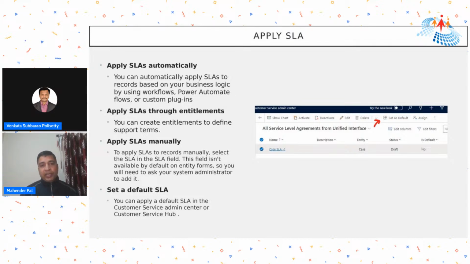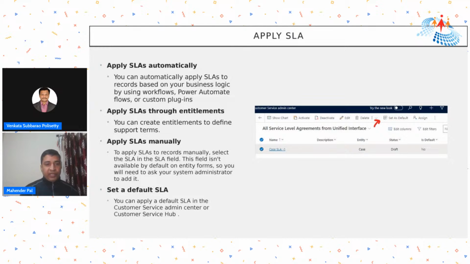Okay, apply SLA automatically, so we can have that automation in place. We can have workflows or plugins or Power Automate, which can help us to automatically apply that SLA. So let's take an example: as soon as that record is created, and maybe the case origin, or maybe there is some specific attribute you want to check. If that is true, then you want to automatically apply that SLA, then you can use this option.